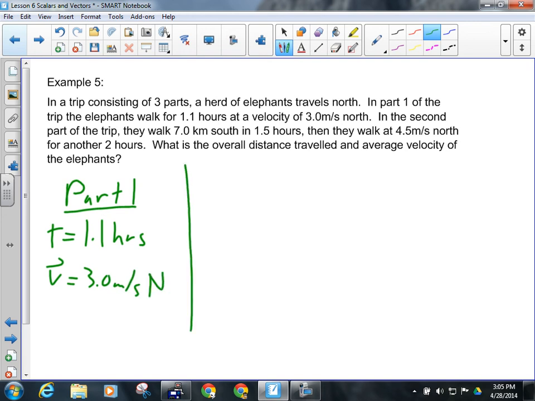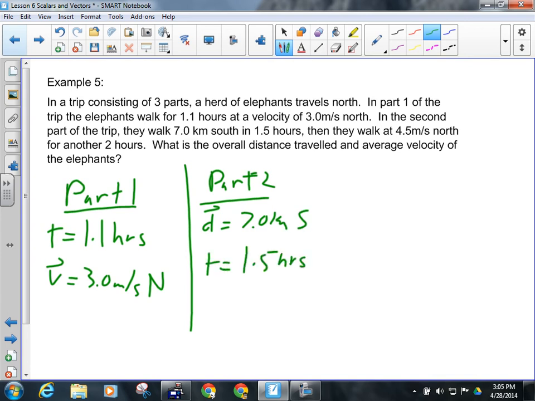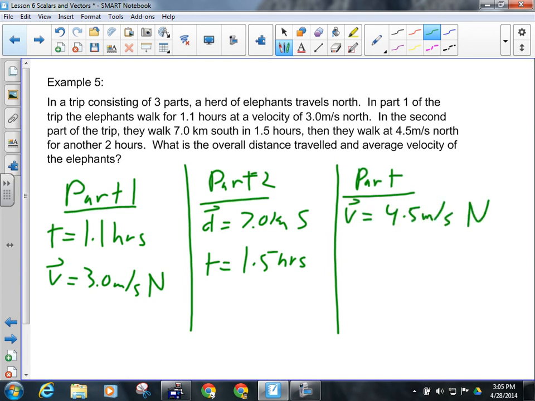And then in part 2, they walk 7 kilometers south in 1.5 hours. And then lastly, they walk 4.5 meters per second north for another 2 hours. What's the overall distance traveled?